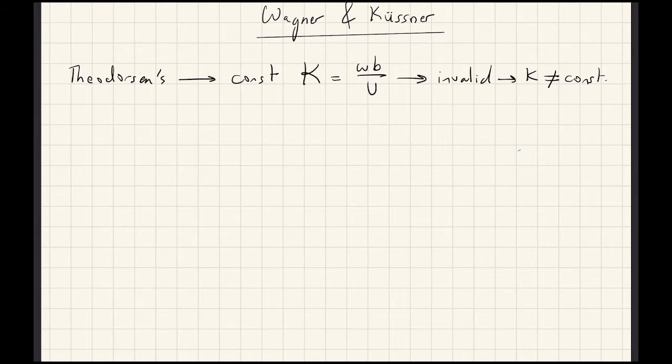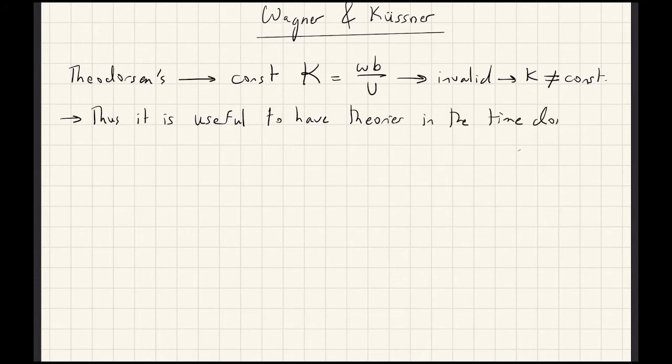And thus, it is useful to have theories in the time domain. So recall that for Theodorsen, the input space we were working in was the reduced frequency space, which means that you're solving for the unsteady lift coefficient for different reduced frequencies.